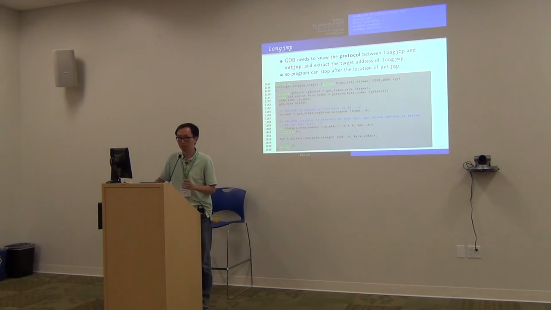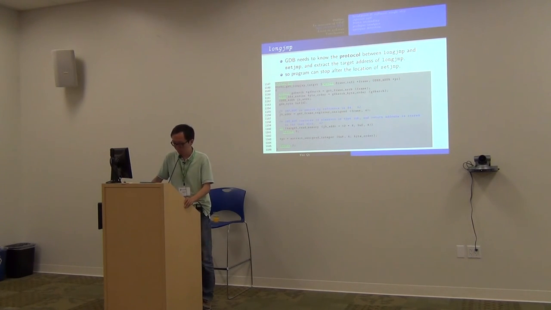Yeah. After that, the next step is to support longjmp, to calculate the target address of the longjmp. For each port, there is something like a protocol between setjmp and longjmp. We call it the jump buffer. The target address of the longjmp is saved somewhere in the buffer.